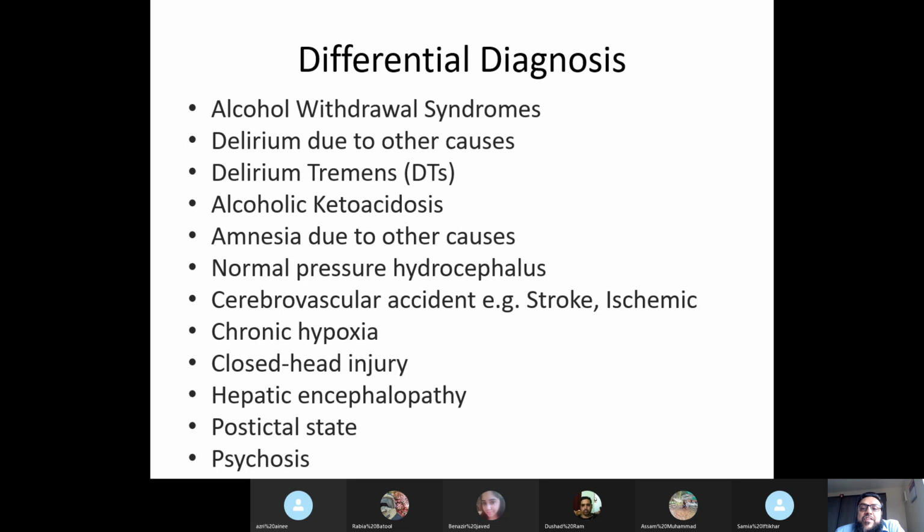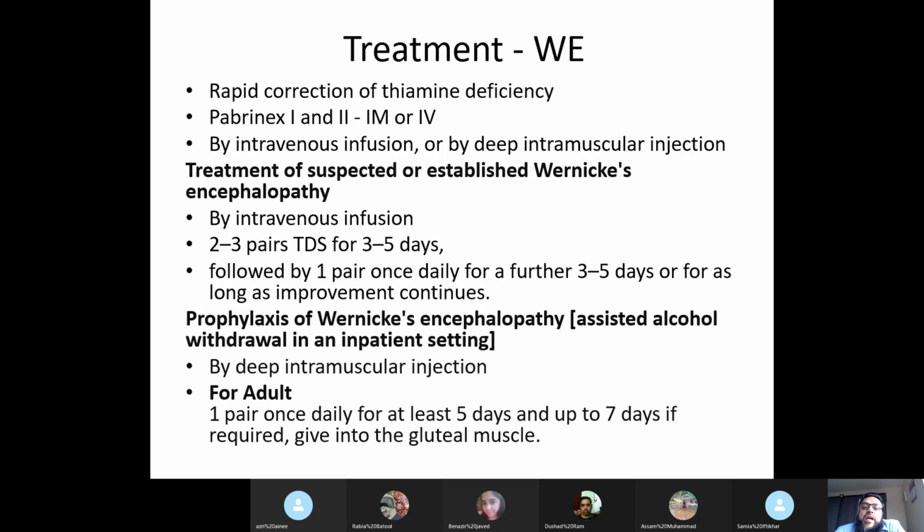Post-ictal state, psychosis. When the person goes into alcohol withdrawal, they can have seizures, and after the seizures they can go into delirium, and that is the importance of checking the eye symptoms, nystagmus and ophthalmoplegia. That will tell you whether it is Wernicke's or not. And then you are going to give thiamine anyway. So the rapid correction of thiamine deficiency: Pebrinex 1 and 2, IM or IV.